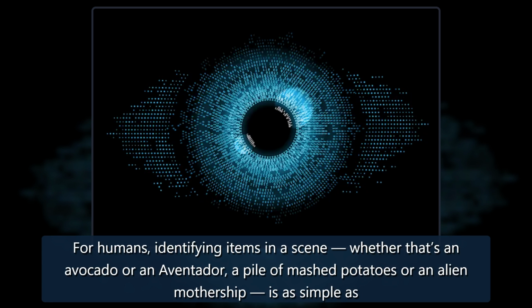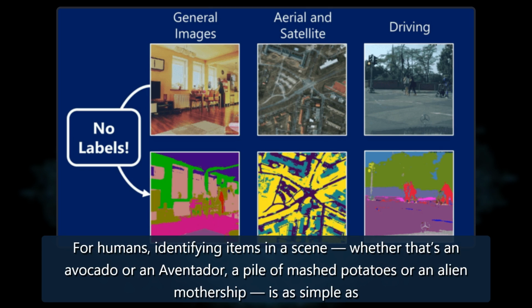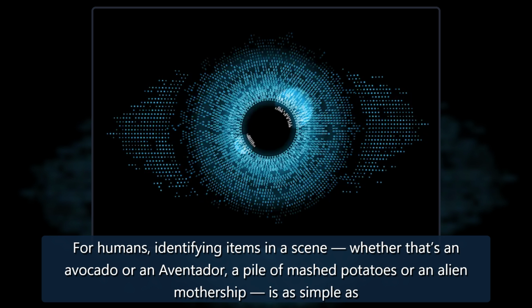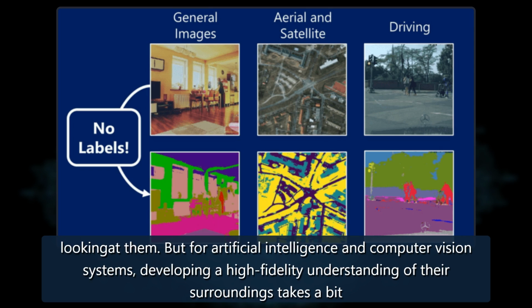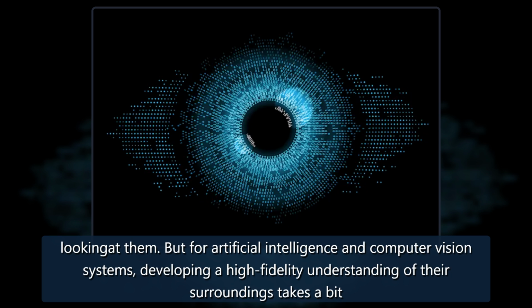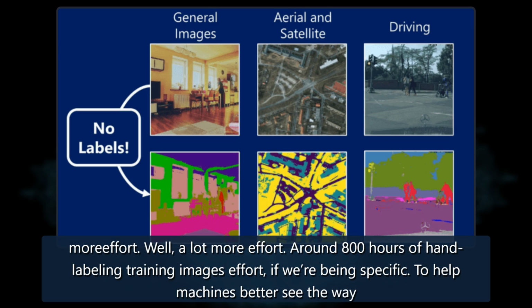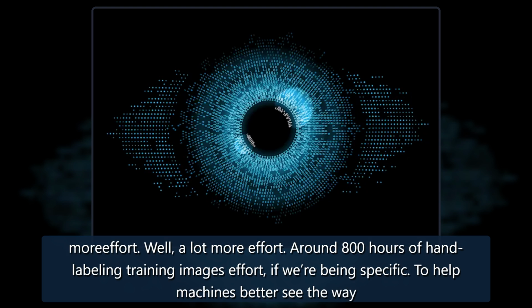For humans, identifying items in a scene, whether that's an avocado or an Aventador, a pile of mashed potatoes or an alien mothership, is as simple as looking at them. But for artificial intelligence and computer vision systems, developing a high-fidelity understanding of their surroundings takes a bit more effort. Well, a lot more effort. Around 800 hours of hand-labeling training images effort, if we're being specific.